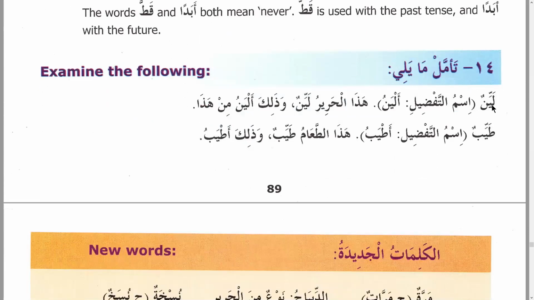Layyinun, ismu tafdil alyanu. Layyin. هذا الحرير لين. This is the word layyin. It is a four-letter word. Layyin is soft. And this is something new we are learning. Layyinun, fa'il pattern. Layyinun ismu tafdil alyanu. Tafdil is afalu pattern. Alyanu, one ya is dropped. هذا الحرير لين. This silk is soft. وذلك ألين من هذا. And that is softer than this.